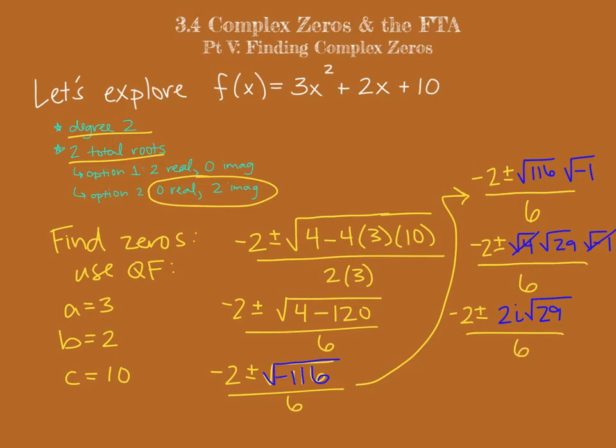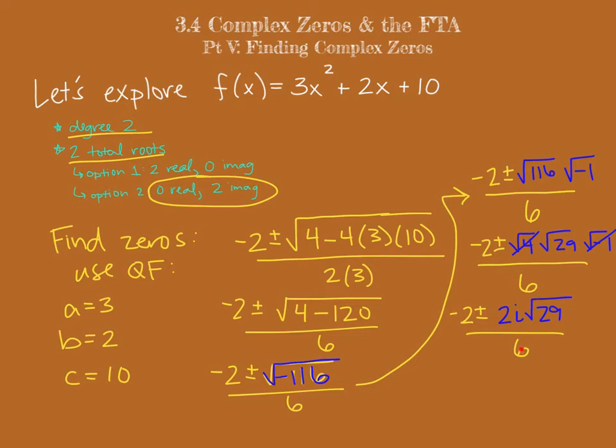I wrote the i first because we don't want it to look like the i is under the square root. So you want to bring your plain old number out front and the i out front as well. The root should be the last thing written in an expression. Now, can we simplify all three of these?